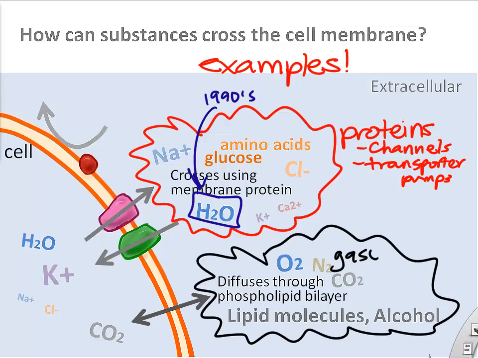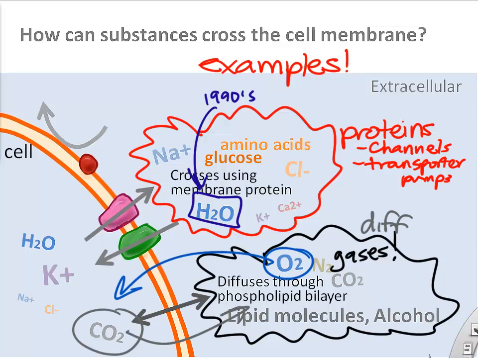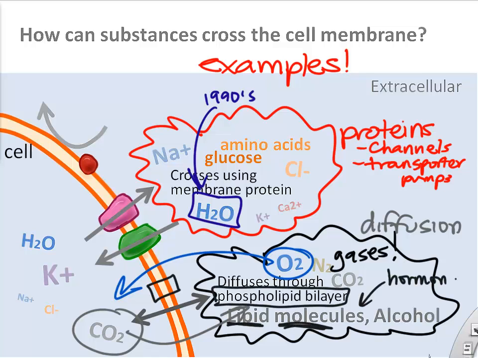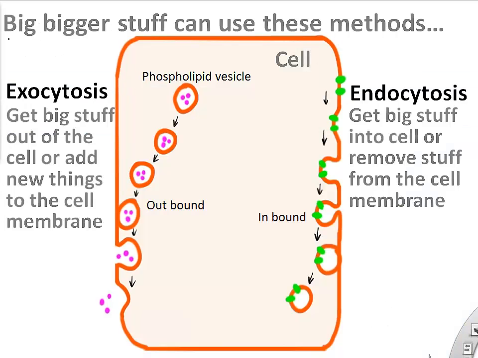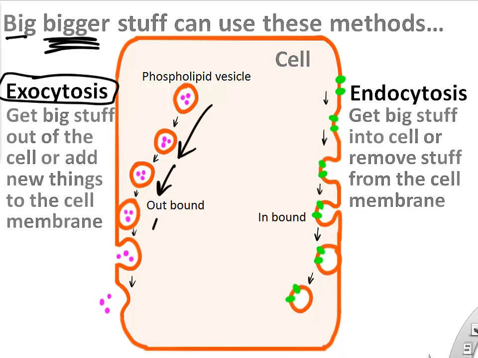And then other things can actually get straight through the phospholipid bilayer. Most of these are easy to remember because they're the gases. They diffuse straight through, like oxygen and carbon dioxide. Some hormones that are lipid friendly, like estrogen and testosterone, can also go directly through the phospholipid bilayer. Alcohol is another example.